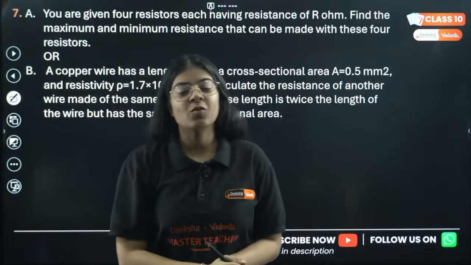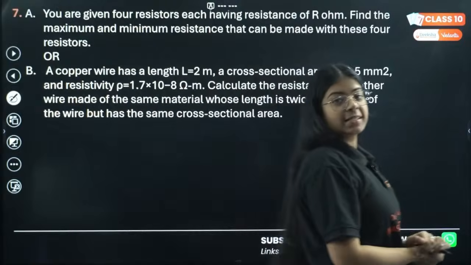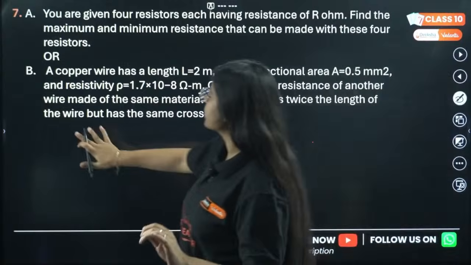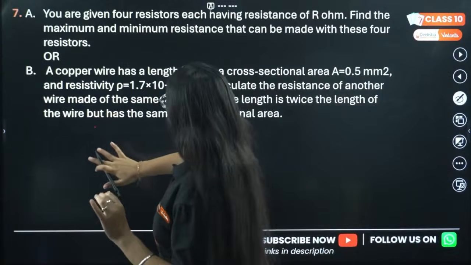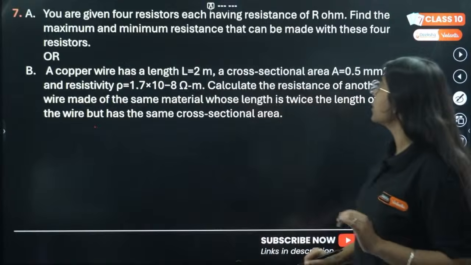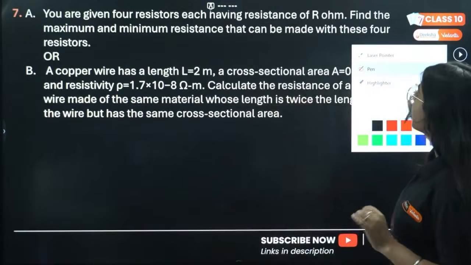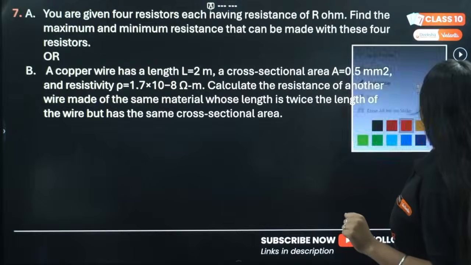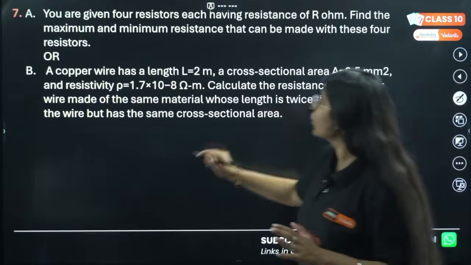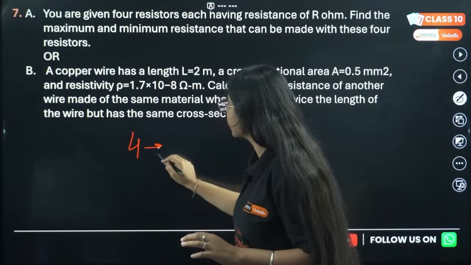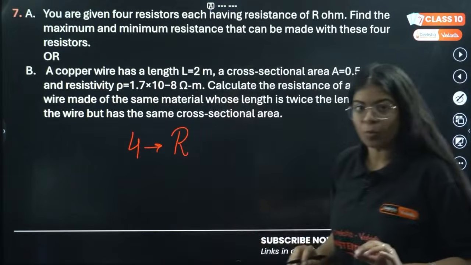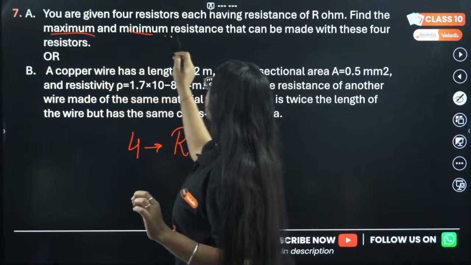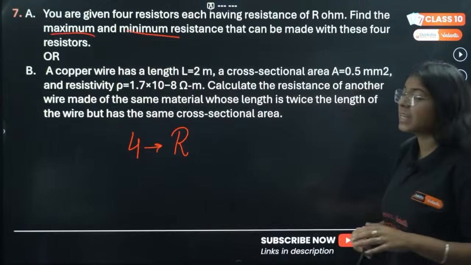Moving on to the next question, the seventh question, it says you are given 4 resistors, each having resistance of R ohm. Find the maximum and minimum resistance that can be made with these 4 resistors. Done. So what they're saying is that we have 4 resistors, each of resistance R ohm. Correct? Then they are asking the maximum and minimum resistance that can be made with these 4 resistors.